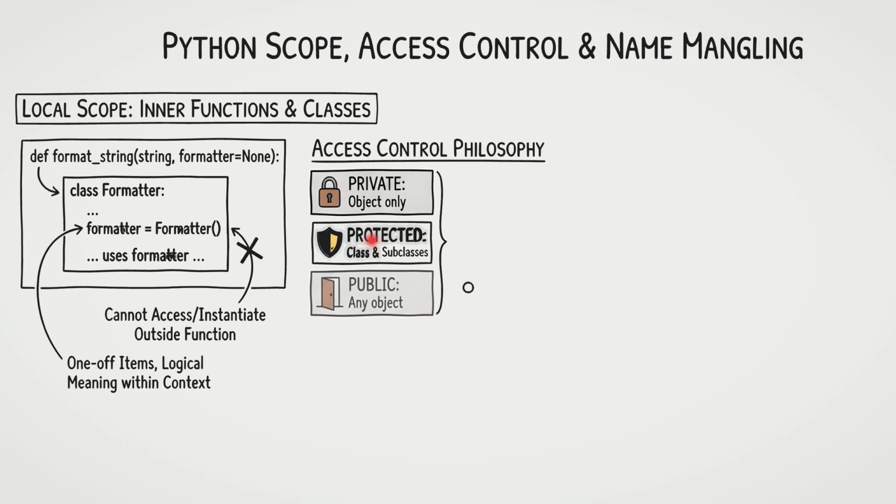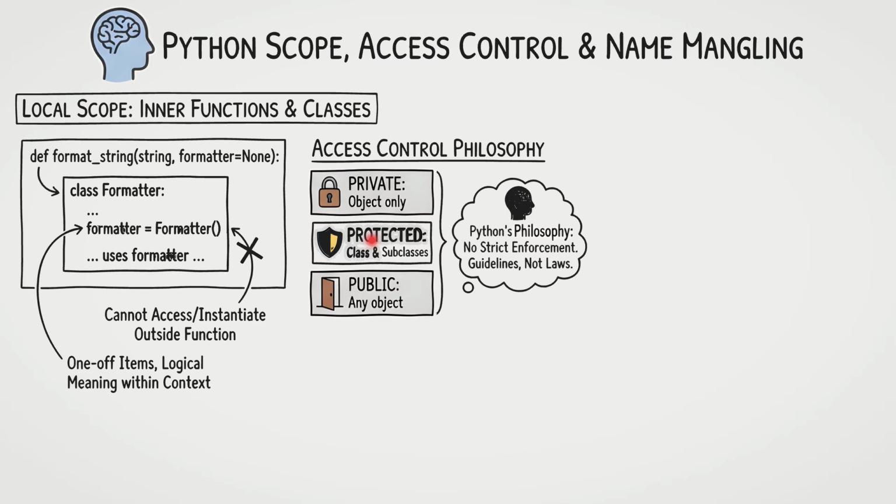First, private, where only the object itself can access the members. Second, protected, where access is restricted to the class and its subclasses. And third, public, where any other object or part of the program is allowed access. However, Python takes a different approach. Python does not strictly enforce these laws. The design philosophy here suggests that strictly enforcing such restrictions might eventually obstruct a programmer from achieving their goals.